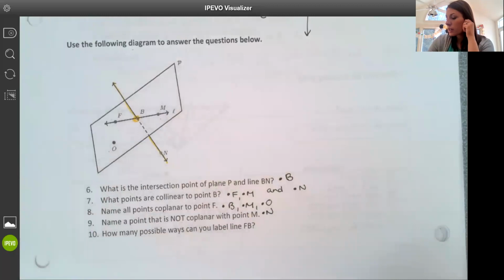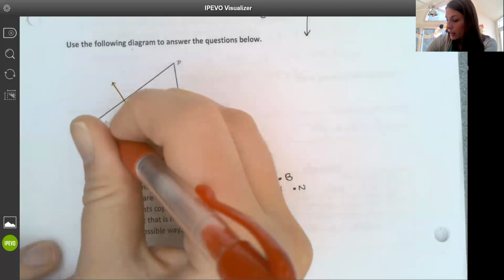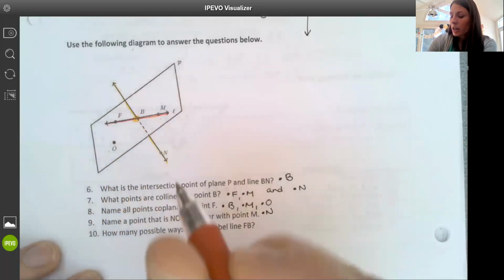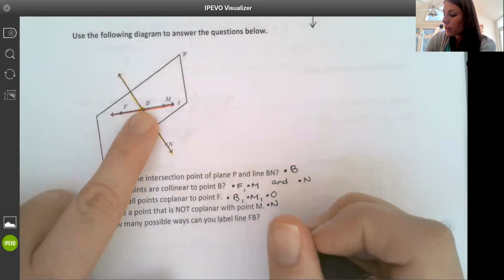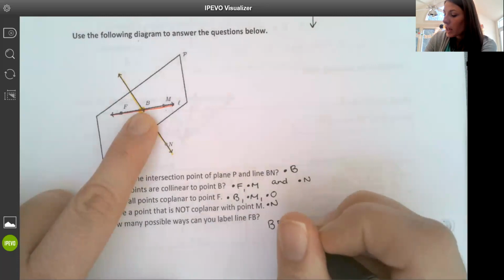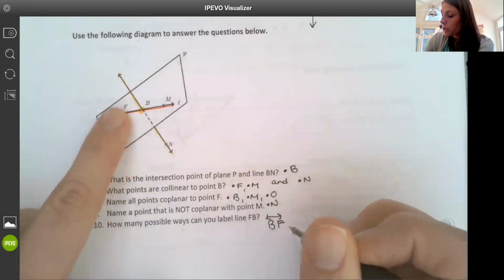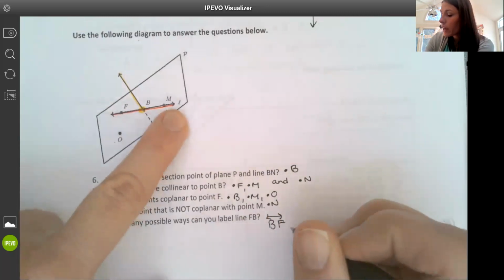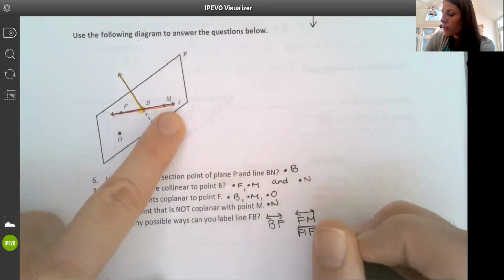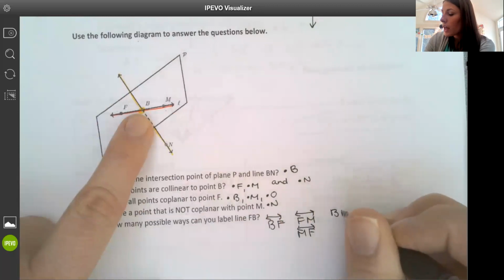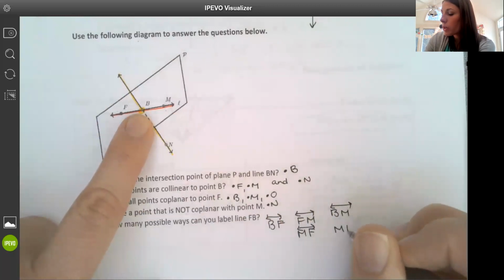How many possible ways can you label the line FB? So here's the line FB, and it has 3 points on it. And so there's several ways that I can label this line. I can call it line BF. I can flip those letters around. I could call it FM or MF. I could call it BM or MB.